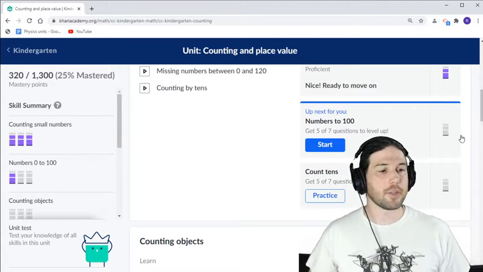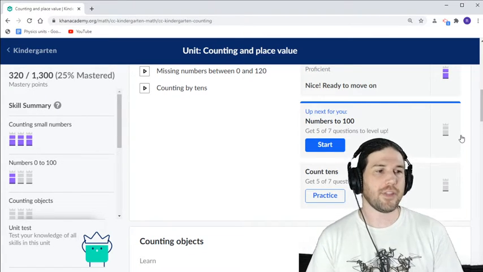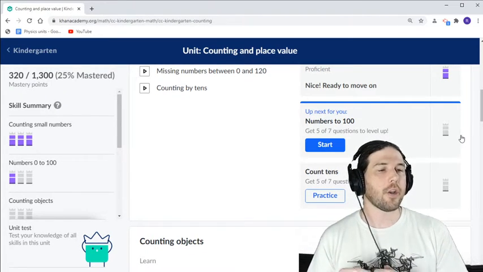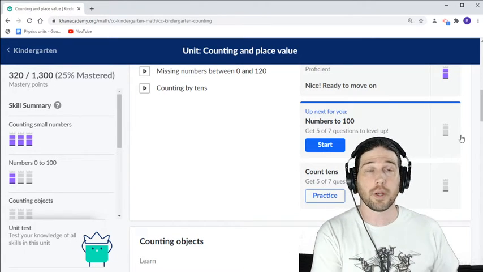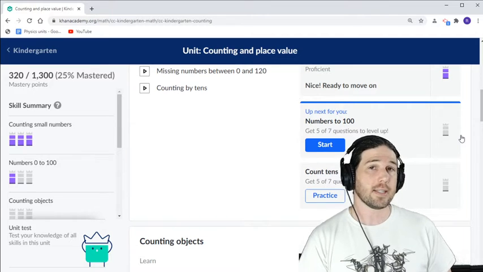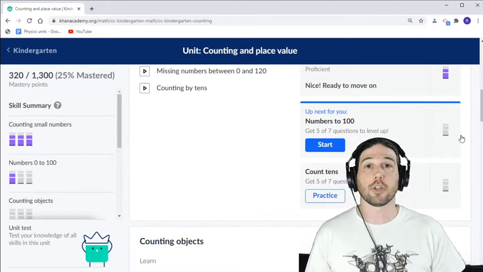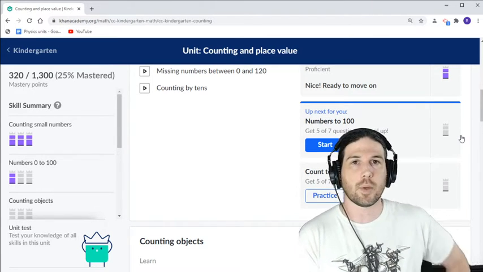Now we have numbers to 100. And I think that we are not really going to be asking students to count from 1 to 100, not just yet. We will be asking students to look at the patterns in numbers and see what they are.